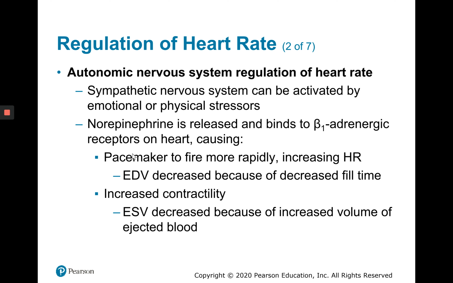The autonomic nervous system regulation of the heart rate is done primarily by the two arms of the ANS, the sympathetic and parasympathetic nervous systems. The sympathetic nervous system can be activated by emotional or physical stressors, and one of the hormones it would release, or a chemical that would act as a hormone, is norepinephrine from the adrenal medulla. We saw this in a prior slide where norepinephrine bound to a beta-1 adrenergic receptor on the heart, and this caused the pacemaker to fire more rapidly. Pacemaker meaning the SA node.